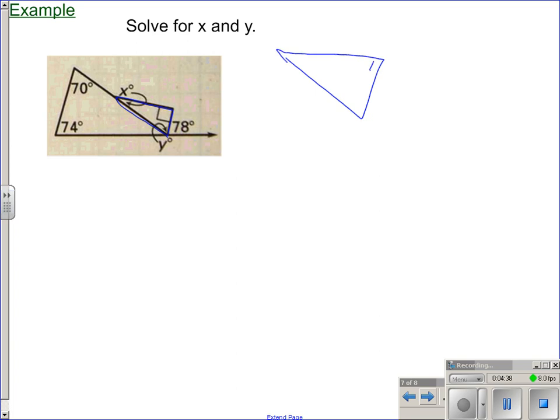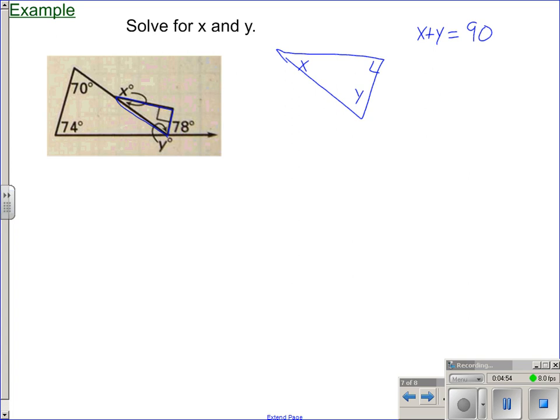Something like this. There's that right angle. This was angle x. This one was angle y. So we do know x plus y is going to be 90 degrees from that corollary. That's not very helpful because we don't know either x or y.